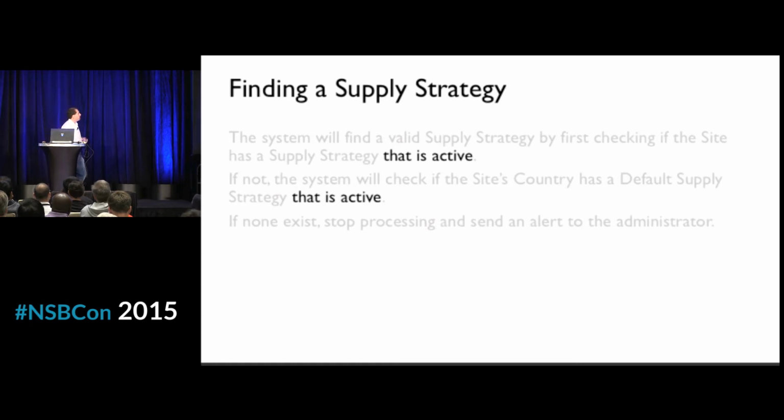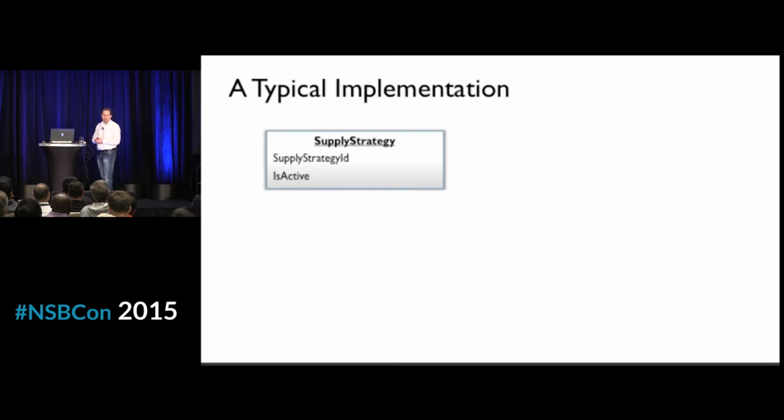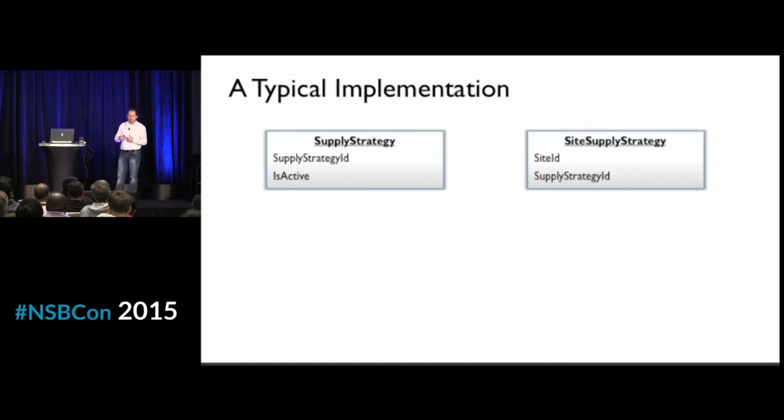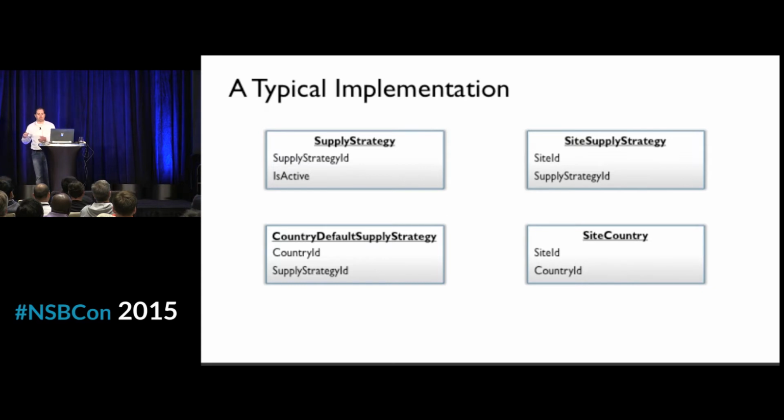If we were to take a step back and create a model, a typical implementation might look something like this. We could have a supply strategy with an isActive flag. We could have a relationship from a site to a supply strategy. We could have a relationship from a country to a supply strategy to represent that default value. Then finally, we could have a relationship from a site to a country to represent the country the site is actually in.